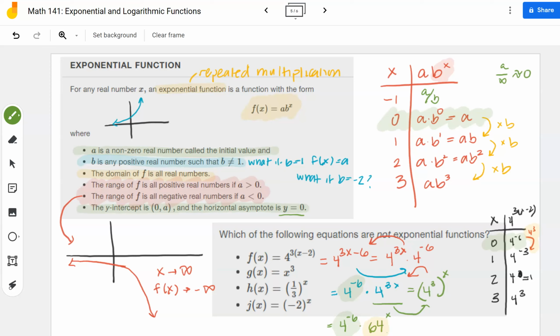So that's sort of the rewriting. There's some really cool questions in Delta Math about rewriting things in different formats back into this a times b to the x, into this format that we're sort of used to, that carries so much meaning, especially in our application context questions.